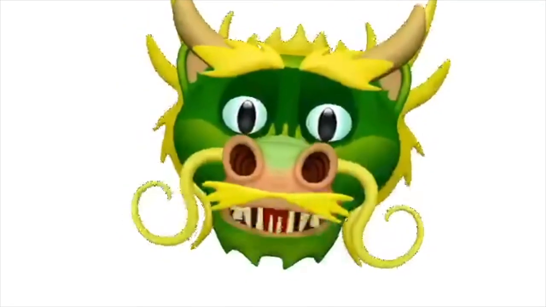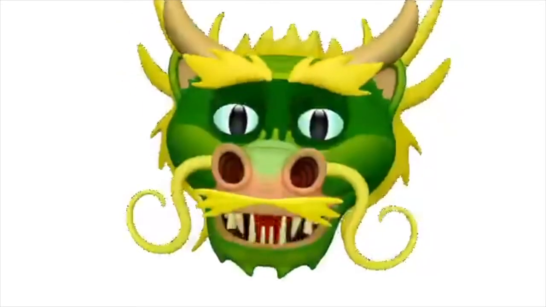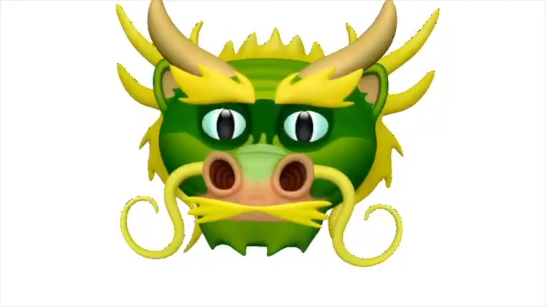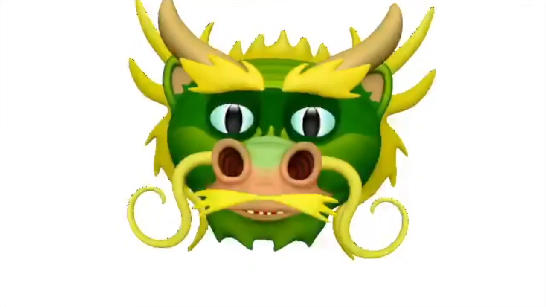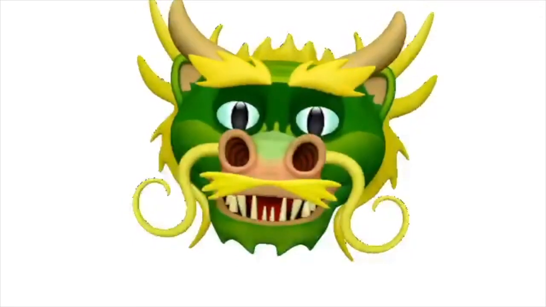Here is another representation of Darunavir interacting with the HIV-1 protease. Darunavir is one of 10 FDA-approved HIV-1 protease inhibitors used to treat HIV before it progresses into the disease known as AIDS.